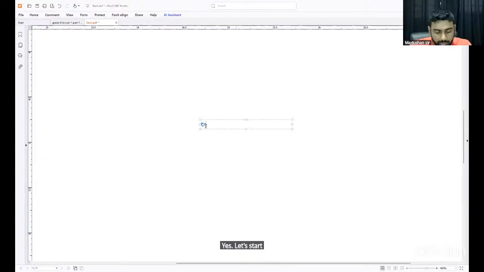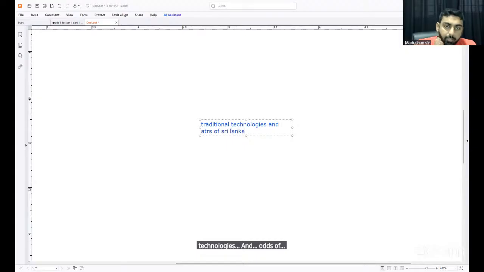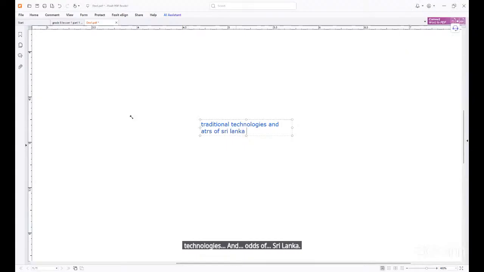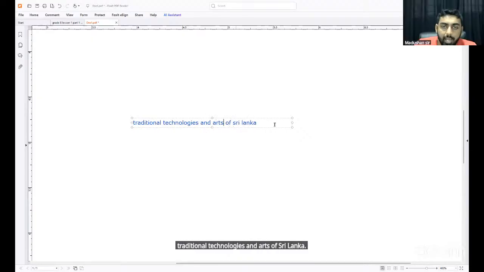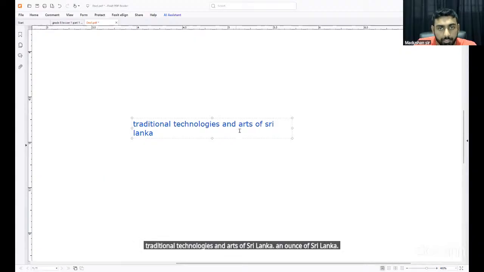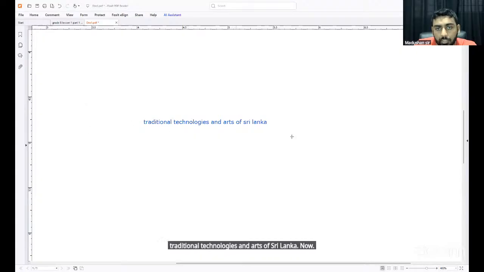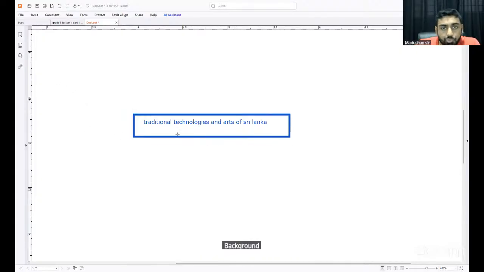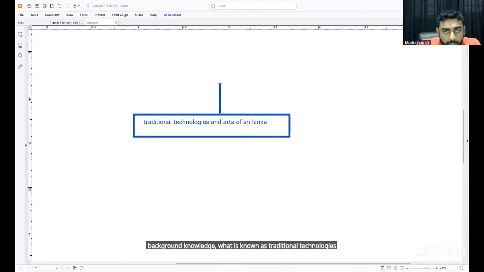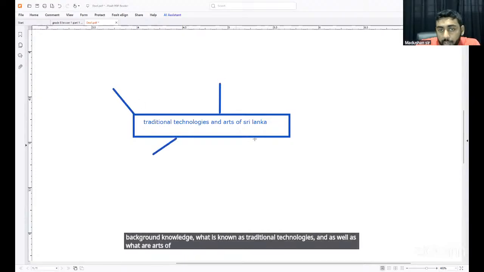The traditional technologies and arts of Sri Lanka. Now I'm going to give you background knowledge, what is known as traditional technologies and what are arts of Sri Lanka. Let's have background knowledge first of all.